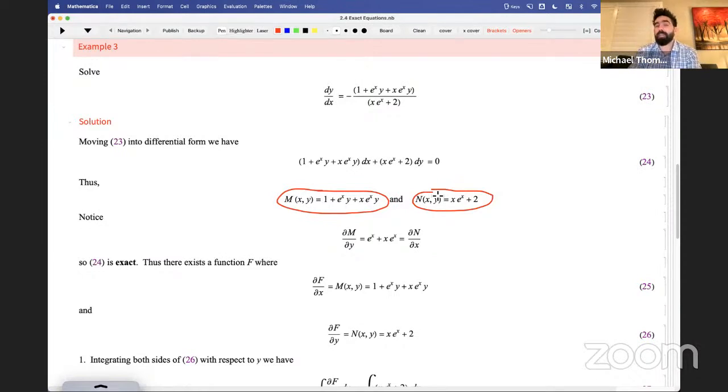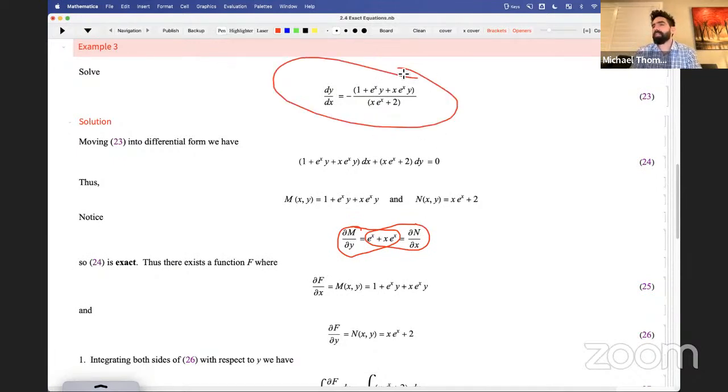Okay, so first thing we want to do is just test. We want to make sure that we can find an F, a capital F, right? We want to make sure it's possible. So in order to do that, we're going to take the partial of M with respect to y, and that's what you'll get. And then you're going to want to take the partial of N with respect to x, and you do get the same thing. So verify that on your own. Okay. So, and you get the same thing. So that means that the starting equation, this guy's exact.